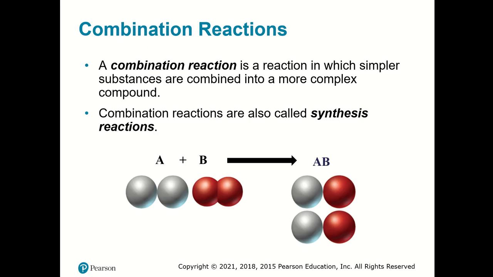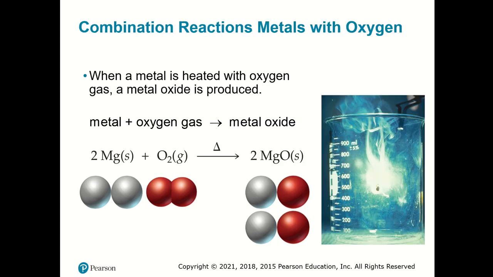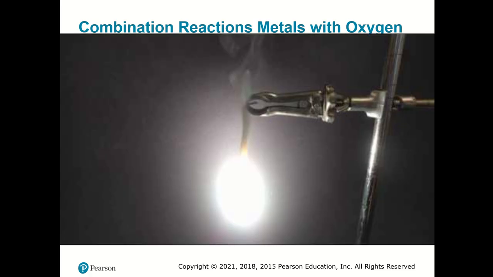So combination, also called a synthesis reaction. It's a reaction in which simpler substances are combined into a more complex one. So we have 2 or more substances, and then you produce only one substance. Okay? So we have a metal plus oxygen gas, so we're going to produce a metal oxide. See here, we have the heat symbol, so we are using the heat as the catalyst over here.